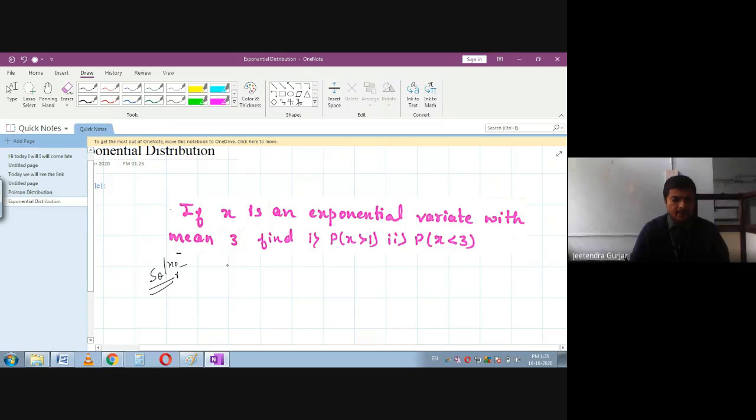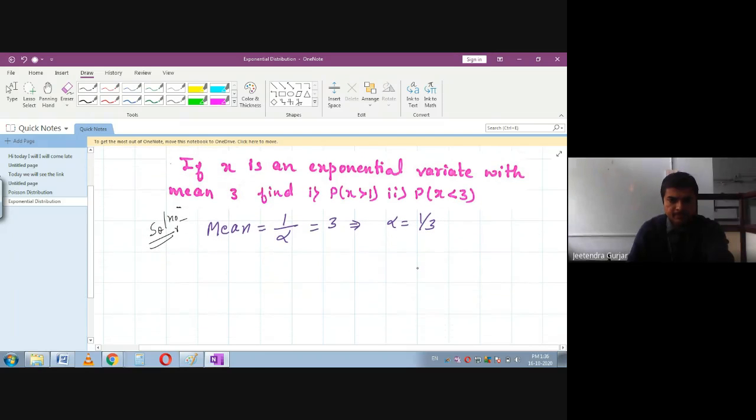The mean they have given here is 3. But you remember the formula for mean: it is 1 upon alpha. So 1 upon alpha is equal to 3, which means we can take alpha as 1 upon 3, students. Just remember this. All these things are given in the question.